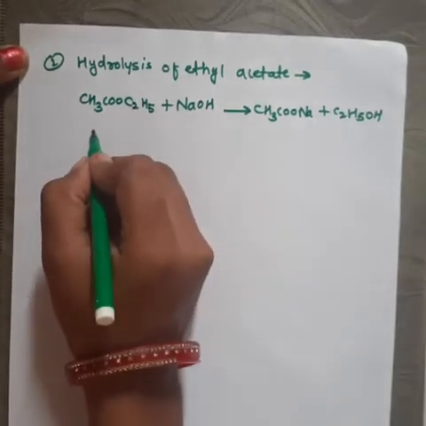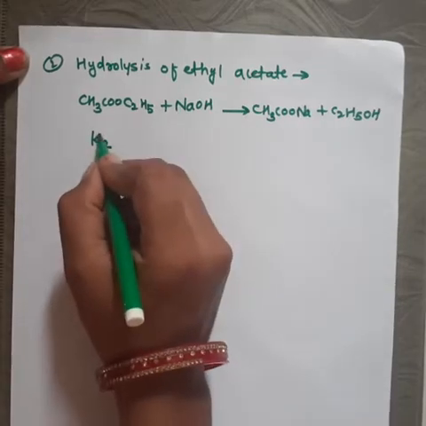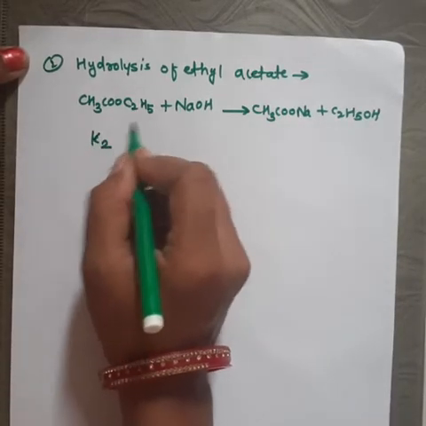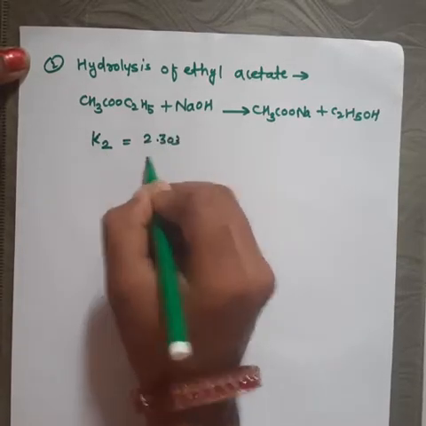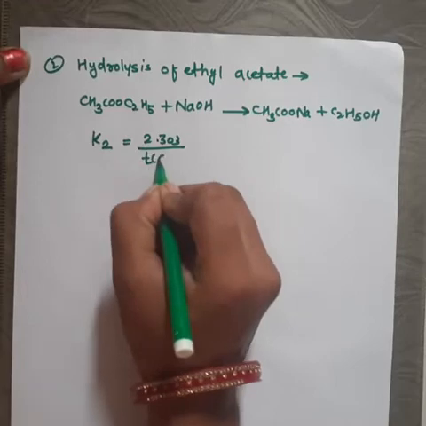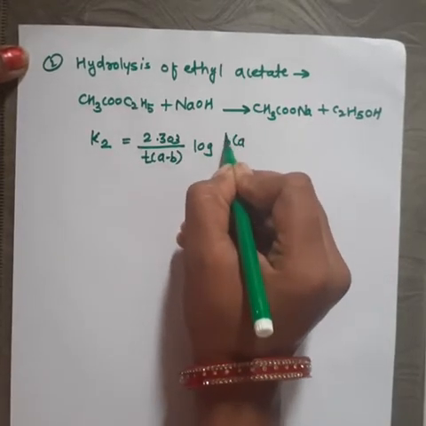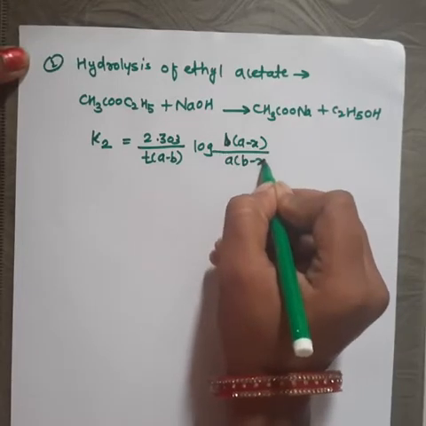Here 2 moles of reactant molecules are involved. We have already studied the reaction having unequal concentration. So what was the equation for the second order? For unequal initial concentrations, K2 is equal to 2.303 divided by t into (a minus b) into log of b into (a minus x) divided by a into (b minus x).